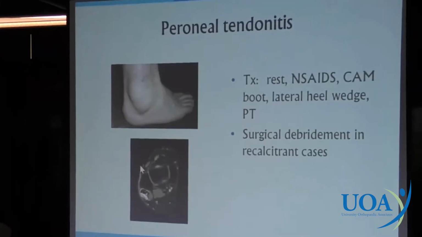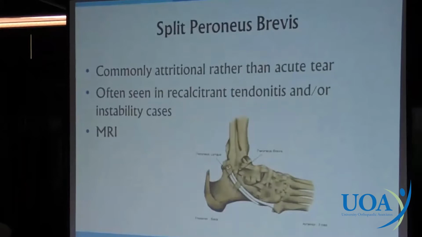The treatment for peroneal tendonitis is similar to many of the other tendinous problems around the ankle. We rest it, we give it NSAIDs. A cam walker boot is always helpful. These patients can get a lateral heel wedge to unload the posterolateral part of the ankle. In recalcitrant cases, we will debride these tendons. But when you debride these tendons, you have to be prepared to see a split peroneus brevis.